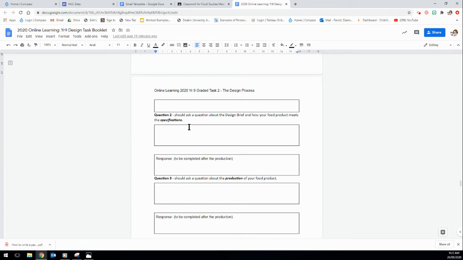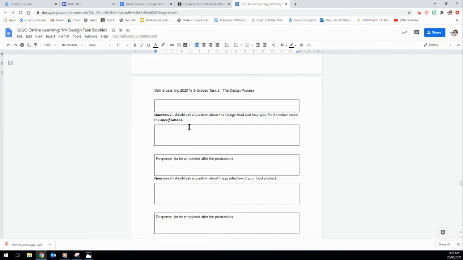And then in your response after you've made the product, you would say, my end product met the specifications of the design brief because, and you would then list them. It included 2 meats, 1 cheese, at least 3 vegetables, or it was appealing to a wide range of students, or it was able to be, etc., etc. You get the idea, okay? So you're going to pull out the information from your design brief and link it back to your evaluation question.